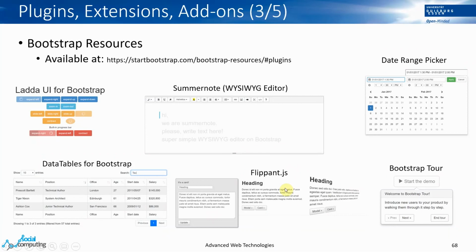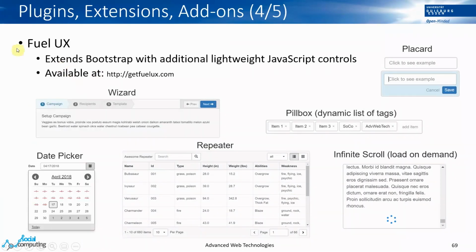There are plugins which give you animations. So these are some plugins available from Fuel UX. These are the top sites which I found where you can start to look for plugins. For example, this repeater plugin is a very good one which allows you to show tabular data in a very good way, which allows you to filter and show data in pagination, these kinds of things.